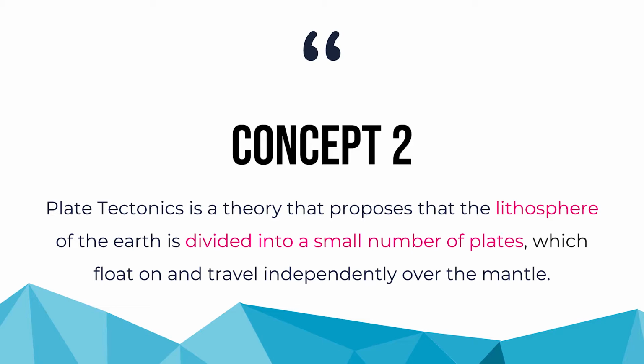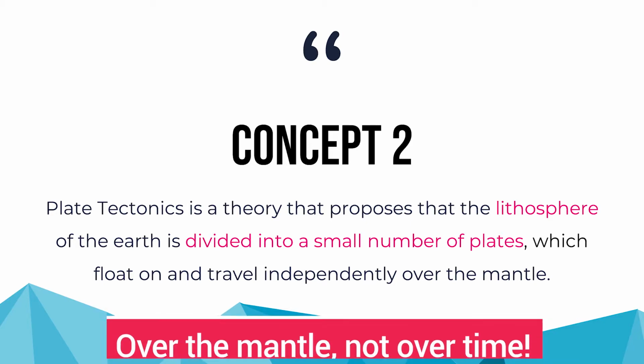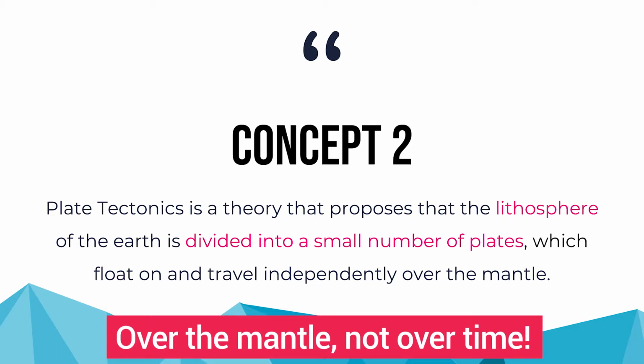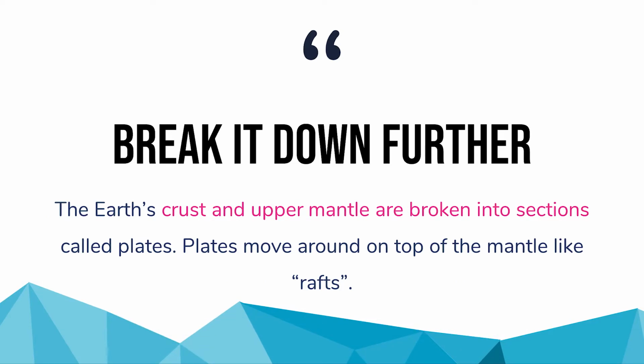Plate tectonics is a theory that proposes that the lithosphere of the Earth is divided into a small number of plates which float on and travel independently over time. This is one of the main propositions of the theory of plate tectonics. So let's break it down even further. There is the idea that the Earth's crust and upper mantle are broken into sections called plates. Those plates move around on top of the mantle like rafts.